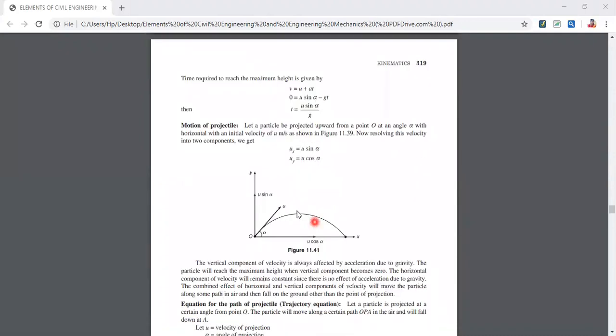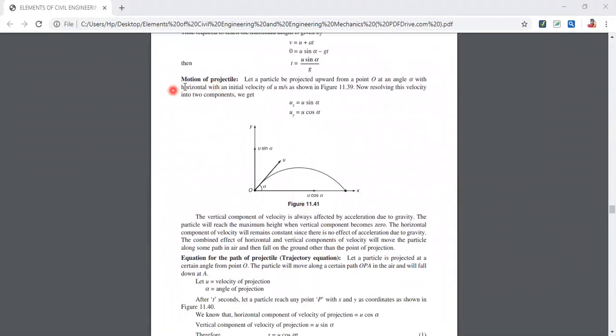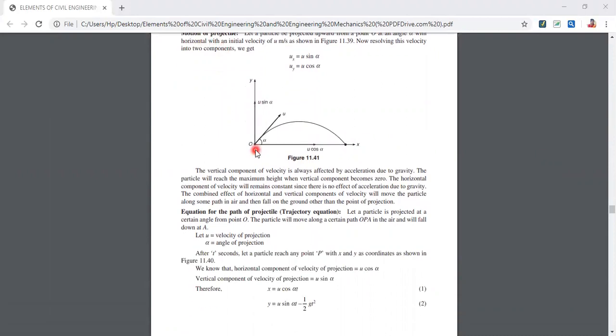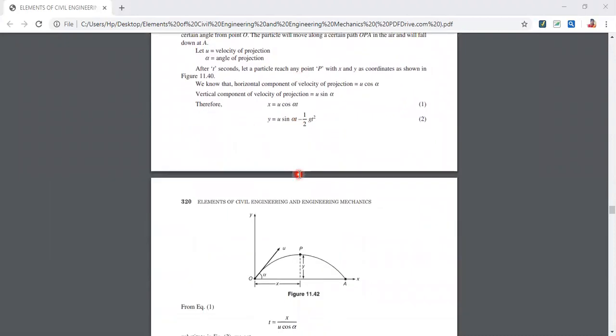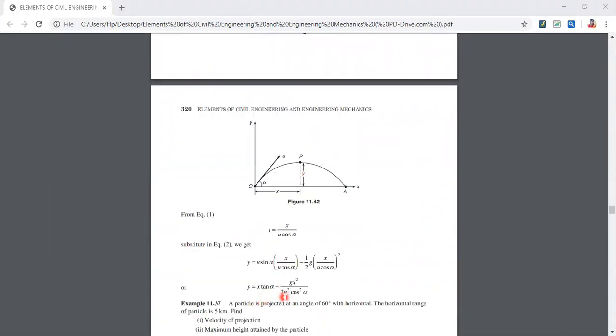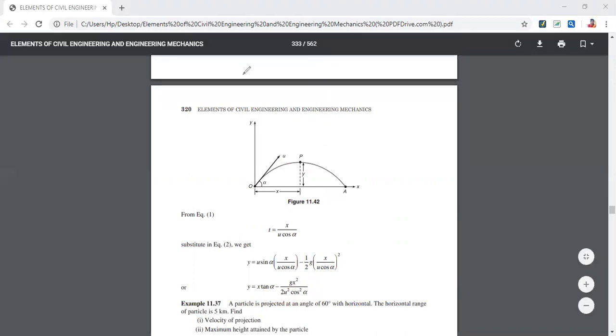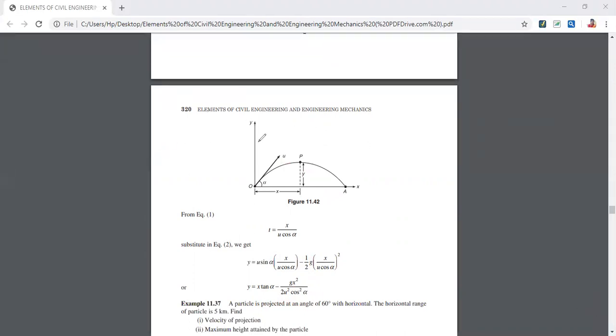And then we also studied the motion of projectile and the equation for the path of projectiles, which is y equal to x tan alpha minus g x square divided by 2u square cos square alpha. Along with this, we also saw the three cases. This is your case one, the standard diagram where this point and this point are both at the same level.